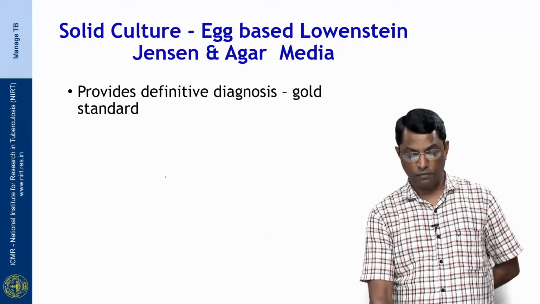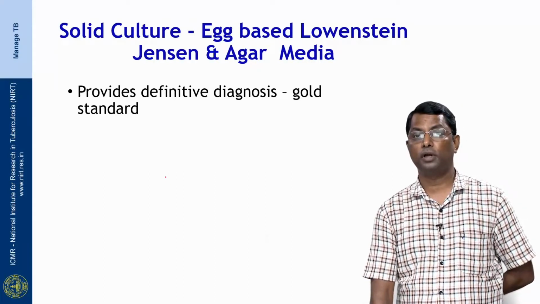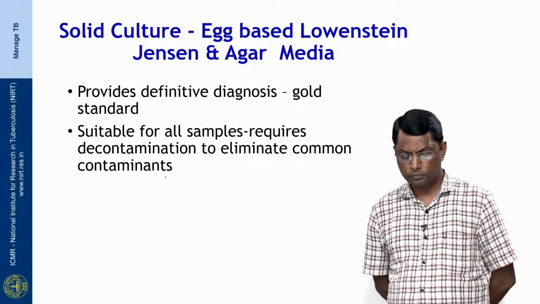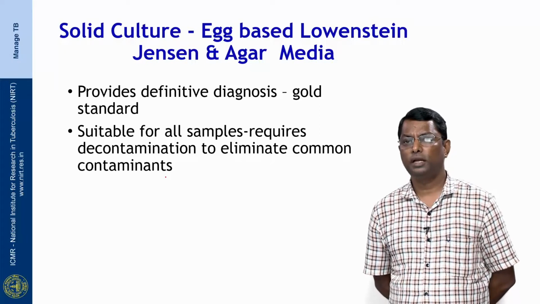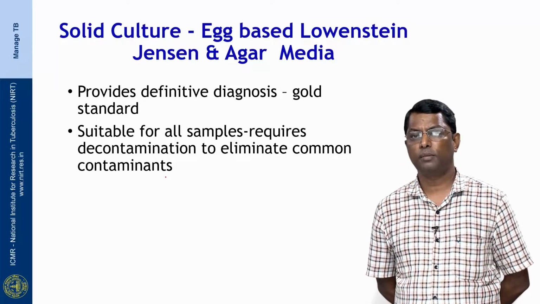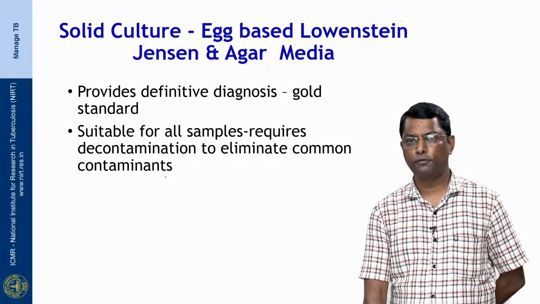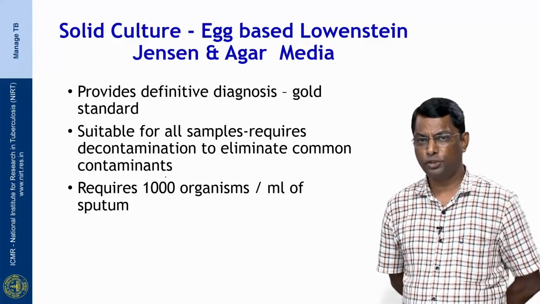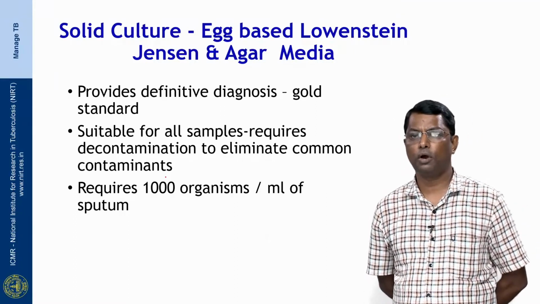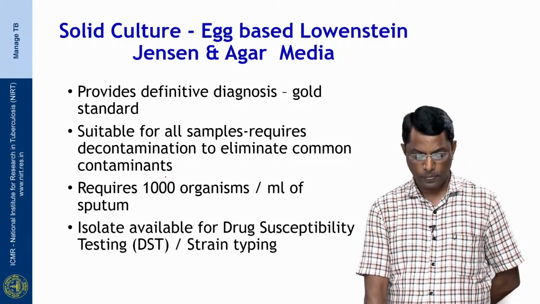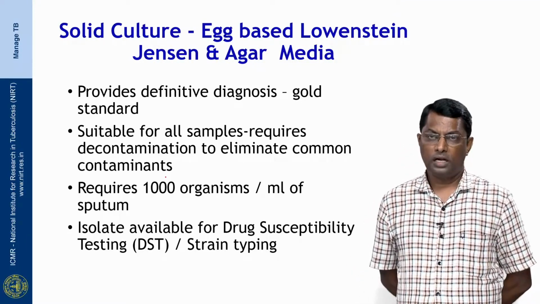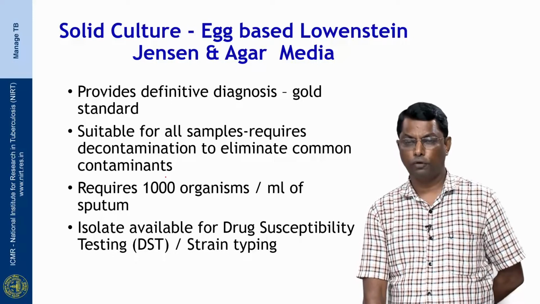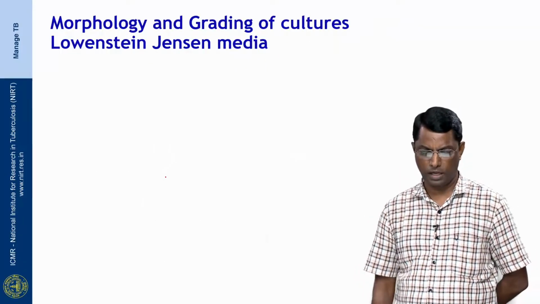Now, it provides a definitive diagnosis. It's still the gold standard for diagnosis of tuberculosis. It is suitable for all the samples, but requires decontamination to eliminate common contaminants which are present in the flora of sputum. The limit of detection is much lower, 10 times lower. It's around 1000 organisms per ml of sputum. The other advantage of solid culture is the strain is available for drug susceptibility testing and strain typing as well.